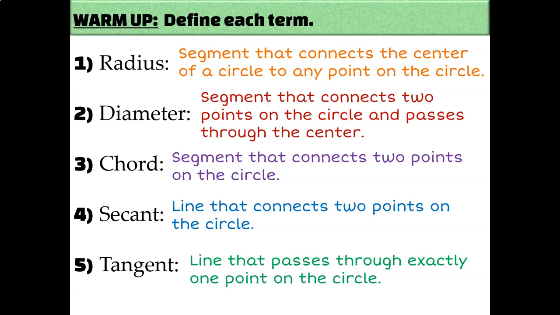And a tangent is a line that passes through exactly 1 point on the circle. In doing so, it ends up being perpendicular to the radius with the same endpoint.